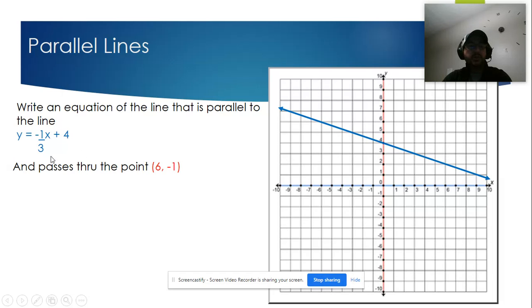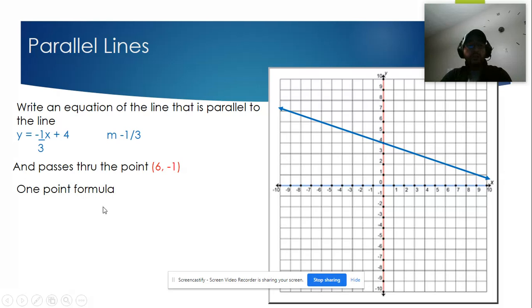So what will be the slope of the new line? It will be negative 1 over 3, which is the slope of this line. Okay, we got it from the equation. So we got the slope and we got the point of the new line. So how can I write an equation if I know the slope and one point?